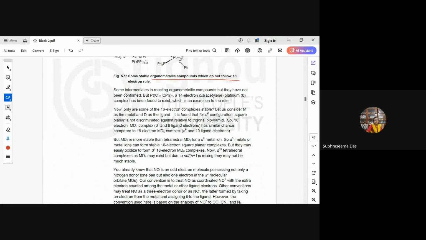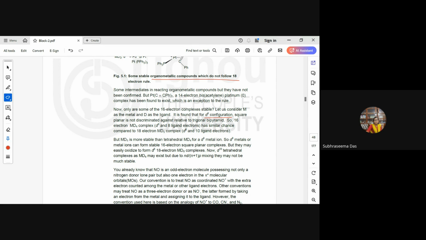Now some intermediates in organometallic compounds have been confirmed, which is an exception to this rule. The question of the stability of 16 electron complexes arises. So why are they stable? The stability of these 16 electron complexes has particularly been attributed to their d8 configuration. The d8 configuration, that is the square planar, is not discriminated against relative to TBP, trigonal bipyramidal.